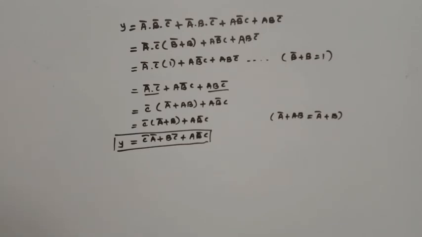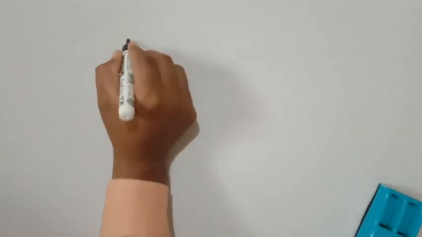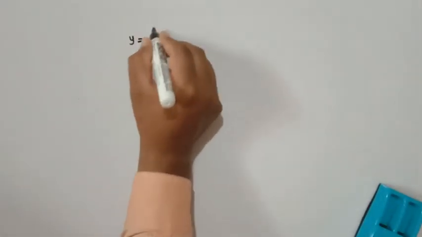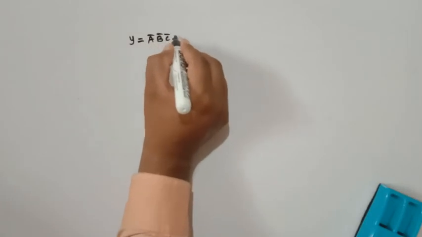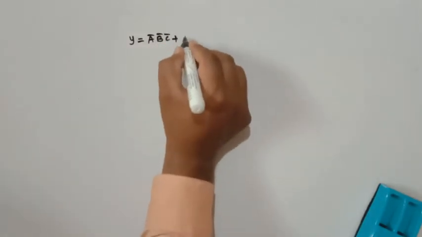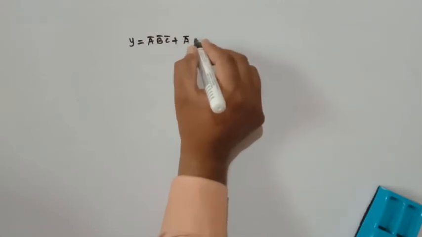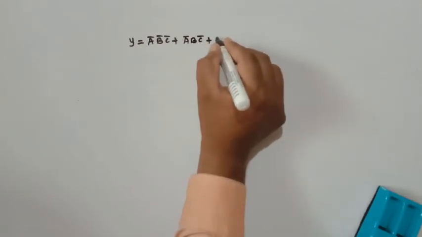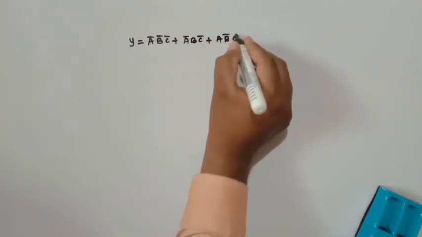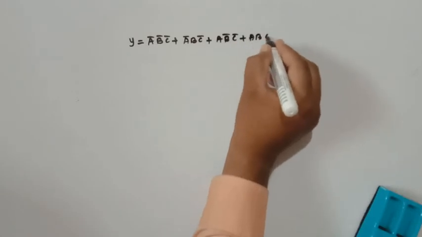Now again we take another example. The next equation is y = a bar b bar c bar + a bar b c bar + a b bar c bar + a b c bar.